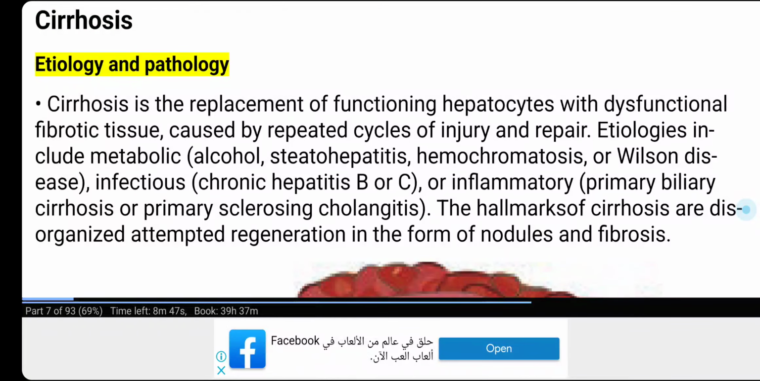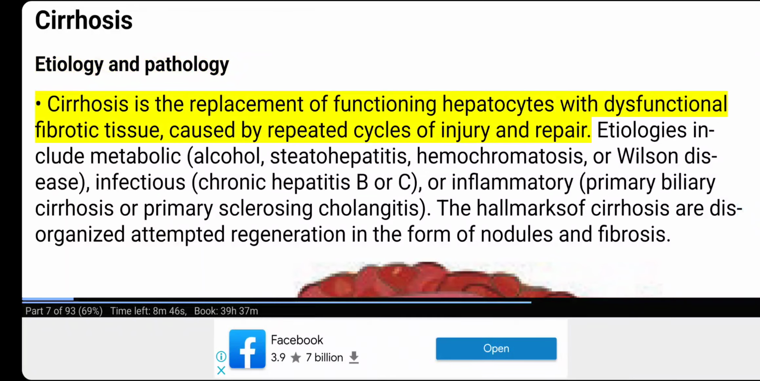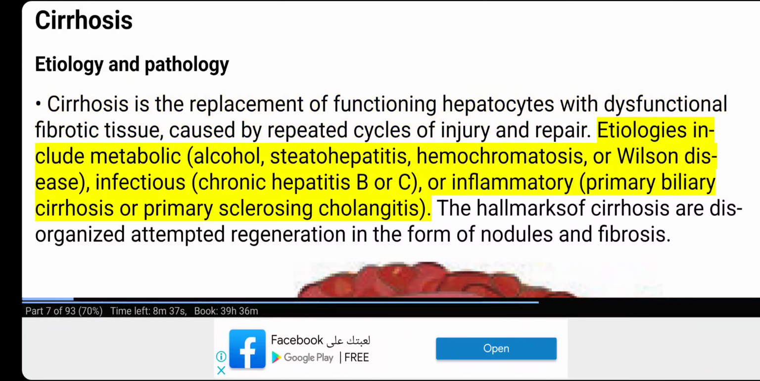Cirrhosis. Etiology and pathology. Cirrhosis is the replacement of functioning hepatocytes with dysfunctional fibrotic tissue, caused by repeated cycles of injury and repair. Etiologies include metabolic, alcohol, steatohepatitis, hemochromatosis, or Wilson disease; infectious, chronic hepatitis B or C; or inflammatory, primary biliary cirrhosis or primary sclerosing cholangitis. The hallmarks of cirrhosis are disorganized attempted regeneration in the form of nodules and fibrosis.